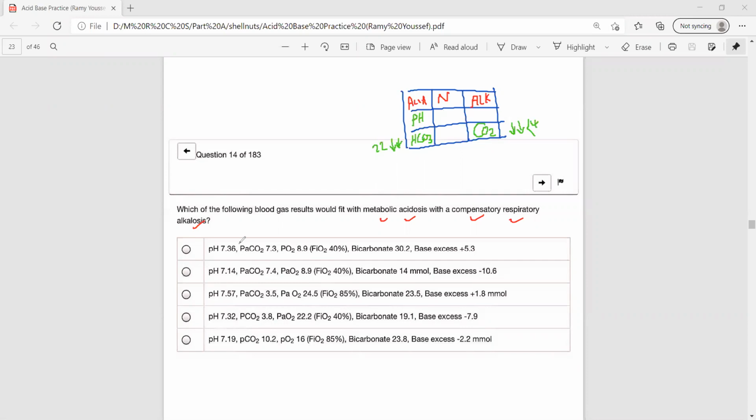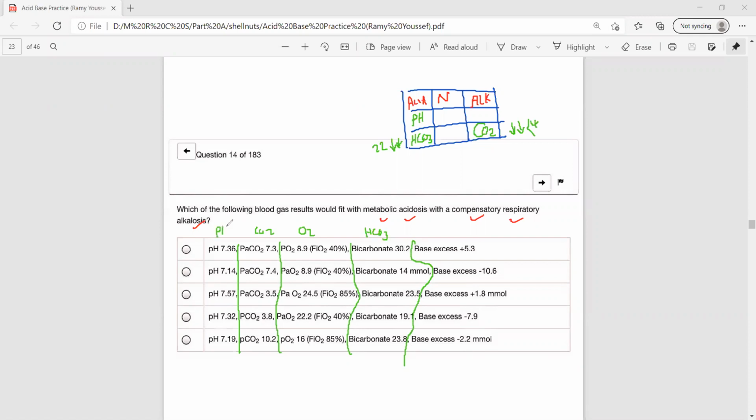Okay, let's go. 7.35. Let's make it like this, as I do in the exam. Okay, and this is the pH, this is the CO2, this is the O2, and this is the HCO3.